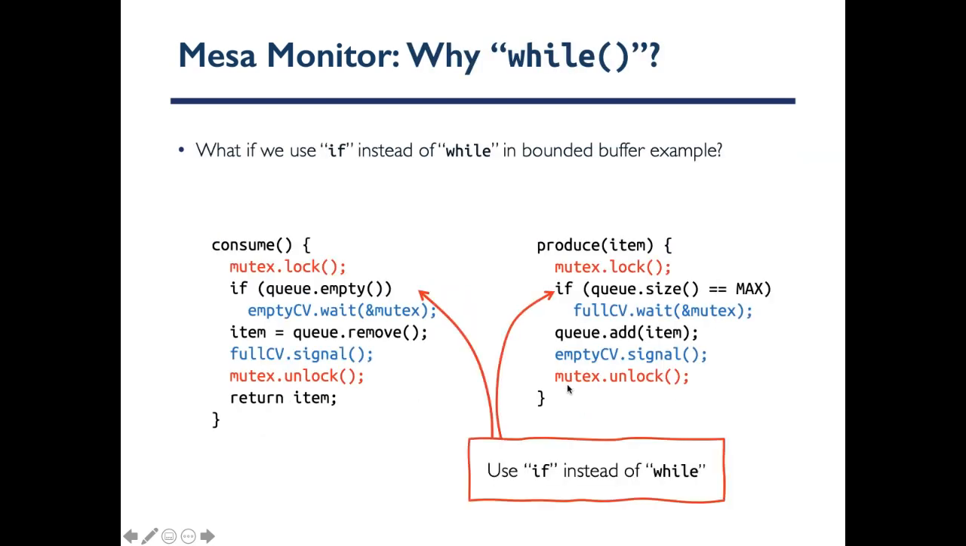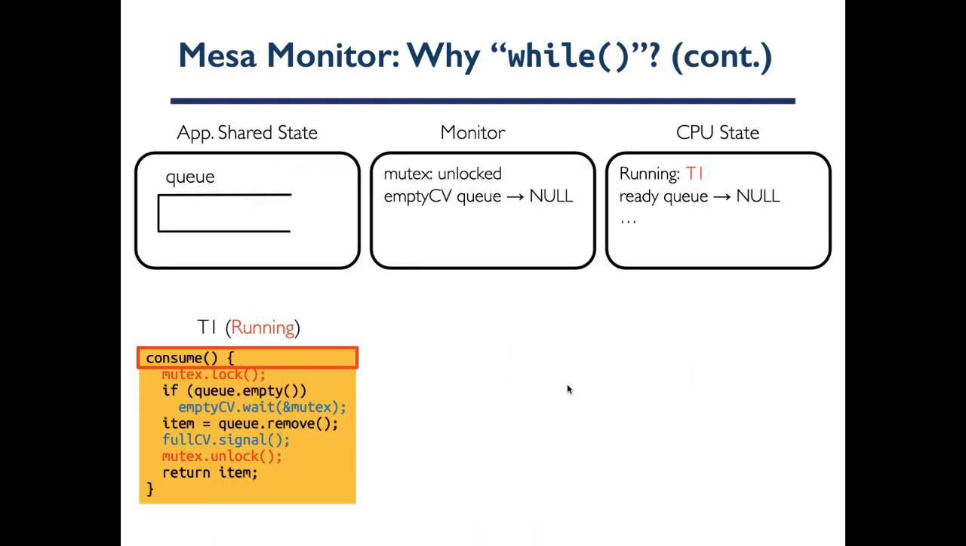So if you change this to if instead of while with Mesa monitors, let's see what happens. Let's see one example where instead of while, we use if. In this example, I'm running the same producer-consumer code. Thread 1 is a consumer. Thread 2, which we will see, is a producer. And then I have a thread 3, which is also a consumer.